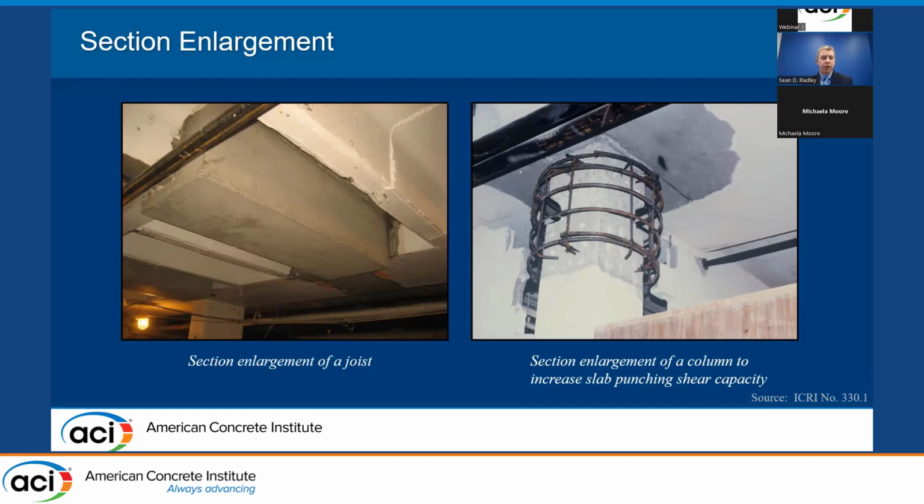You can see in the photo on the left, we've got a section enlargement of a joist. Now, the section can be enlarged either by concrete or a specialty repair mortar. In that photo, we've essentially increased the width and the depth of that particular joist. In the photo on the right, we're increasing the shear capacity of the slab above for punching shear by constructing a shear collar at the top of the column.